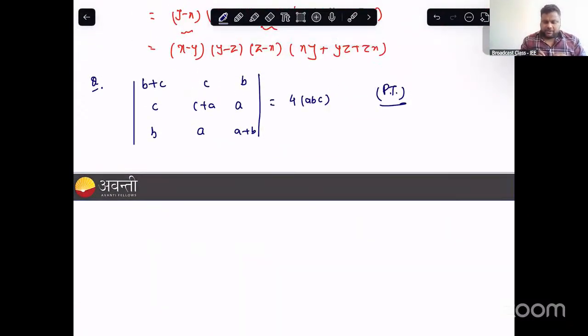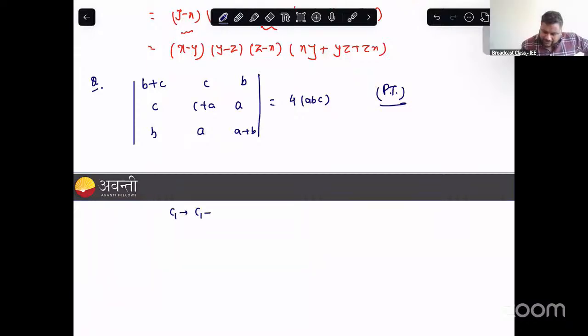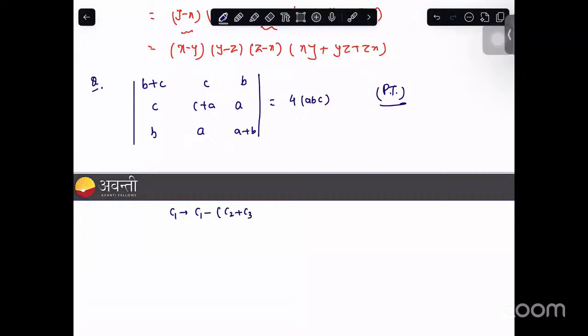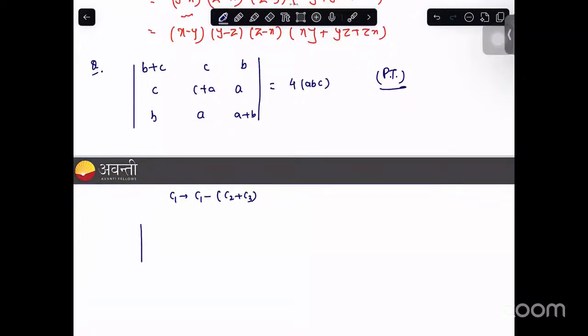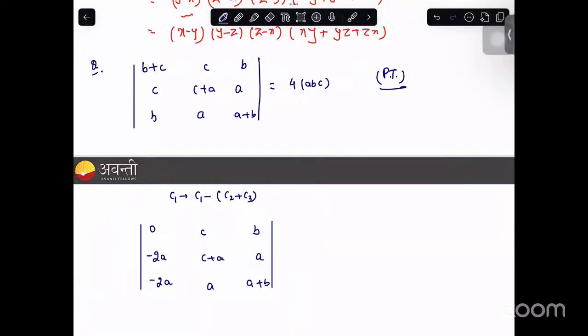See, operations are all we require, because if you directly expand it, it will be very lengthy and tough to manage sometimes. So what do? I write first of all C1 as C1 minus C2 plus C3. So it will be 0. It will become minus 2a. It will also become minus 2a. C, B, C plus A, and A plus B. Am I correct? Have a look.